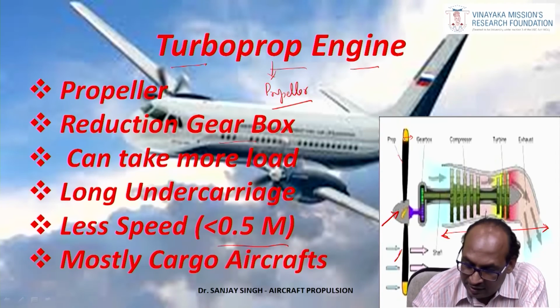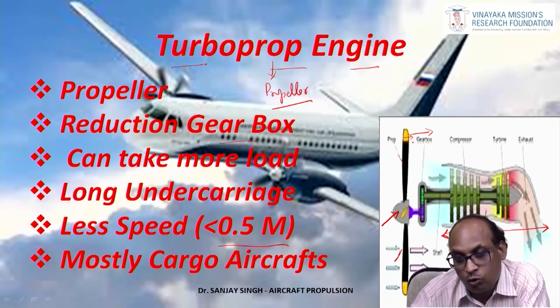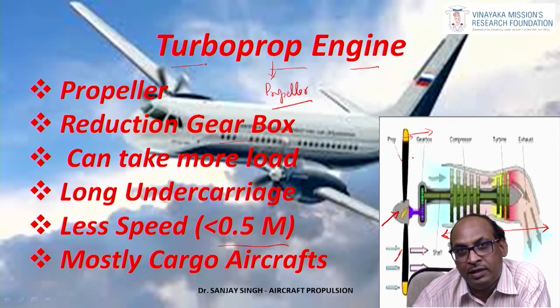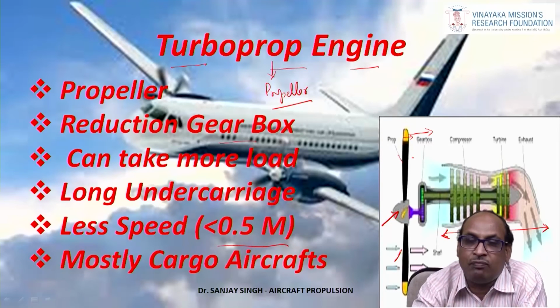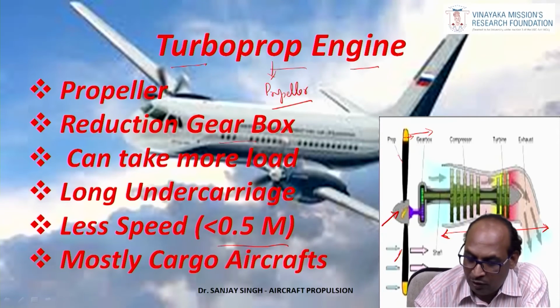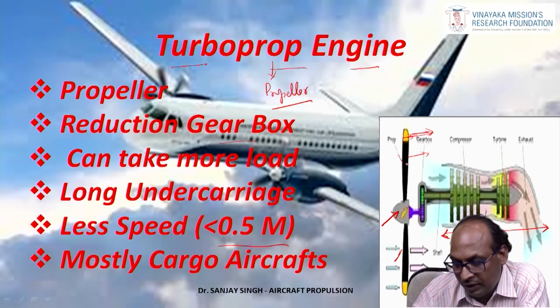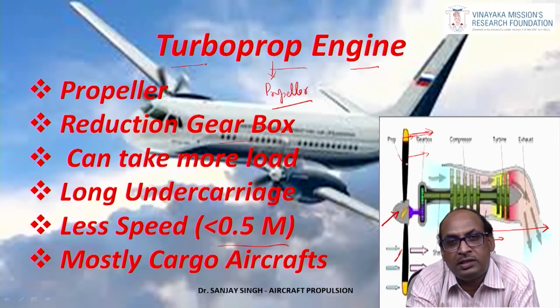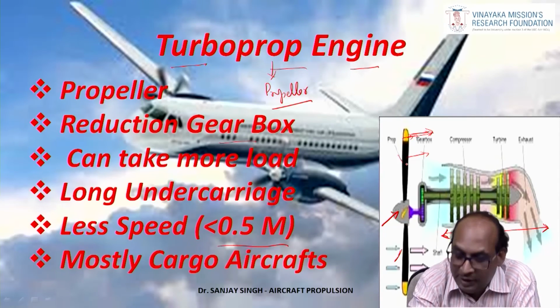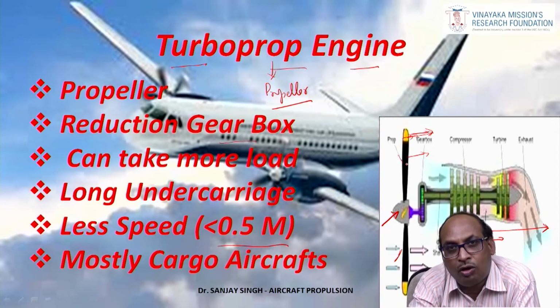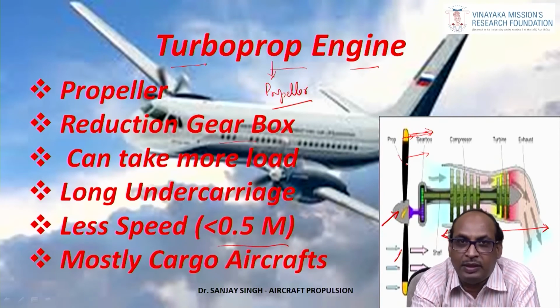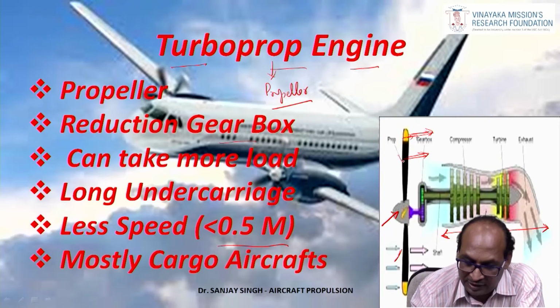Why? Because if the propeller is rotated at higher speed, more than its specified limit, then this propeller will lose its efficiency. Bending forces will be acting more on the tip of the blades, and this propeller will completely lose its efficiency. We do not want that. That's why these types of engines are not operated at higher speeds. So that is the drawback, we can say, of the propeller.